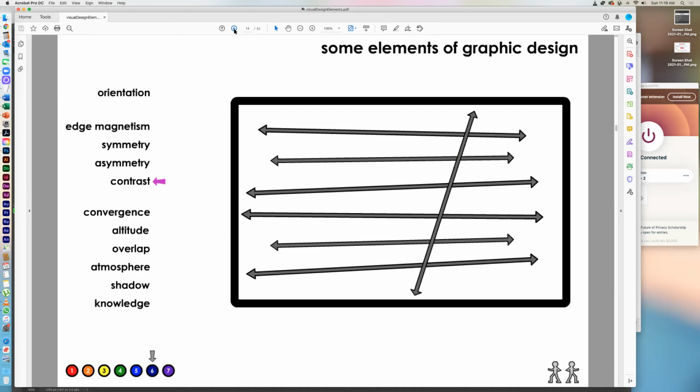Then we have contrast of direction. Basically, all the horizontal arrows are going the same way. I mean, they're horizontal. Then the one slightly diagonal draws attention. Oh, where's that one going? Because everybody else is going the same way. So that is a difference in direction. So things that contrast the direction.